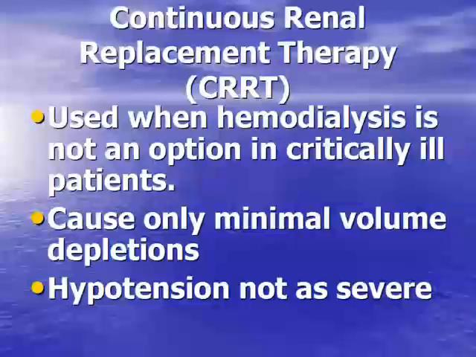For those patients that are not hemodynamically stable, for example, patients in an ICU setting who could not handle the changes in their hemodynamics through hemodialysis, continuous renal replacement therapy may be an option. This only causes minimal volume depletion. The hypotension is not as severe as with hemodialysis, and these patients typically have a gradual fluid and solute removal over about a 12-hour period.